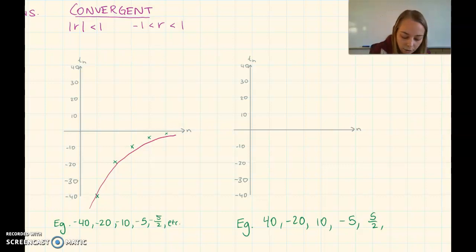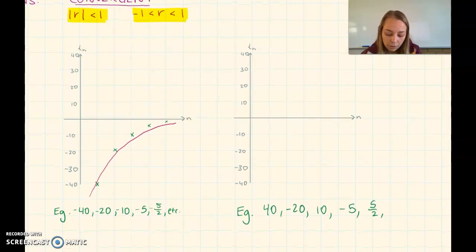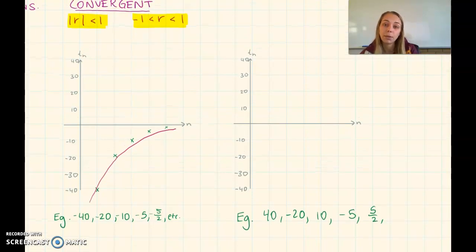So what's actually happening here is we have an absolute value of the ratio r which is less than 1. If you're still not too confident with that absolute value notation, all that means is that the value of r is between -1 and +1. So if we have that condition met, then we are able to find the sum of the infinite number of terms of that series.